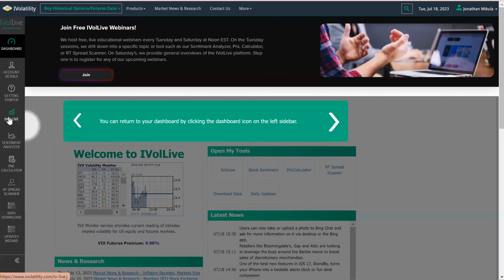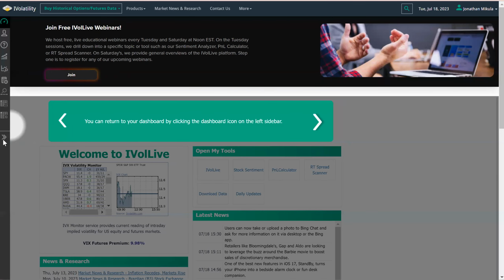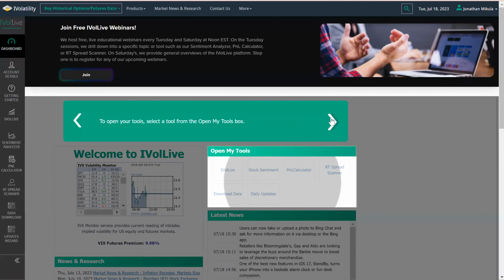Next week, we'll probably do the stock monitor within iVol Live. But the point is, these Tuesday sessions are great because we spend an hour or so just focusing on one key tool within the platform. These are how you access those tools. You can expand or contract that view as you desire.